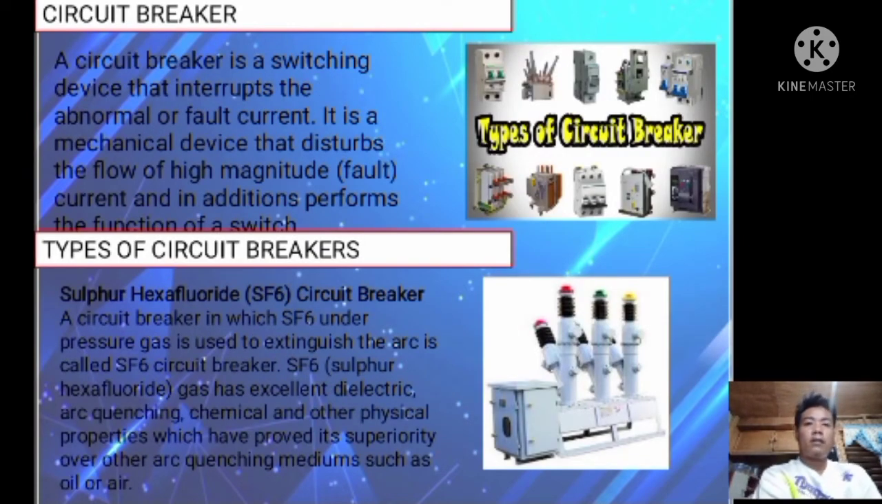Okay. The next is circuit breaker. So, a circuit breaker is a switching device that interrupts the abnormal or fault current. It is a mechanical device that disturbs the flow of high magnitude or the fault current and in addition performs the function of a switch. So, yung circuit breaker, isa rin ito sa part of our protection device which is to control or to break a switch, parang switch din kapag nagkaroon ng fault.